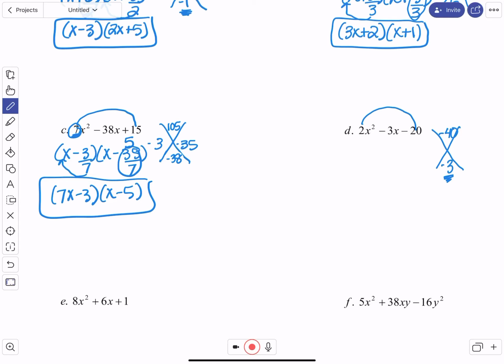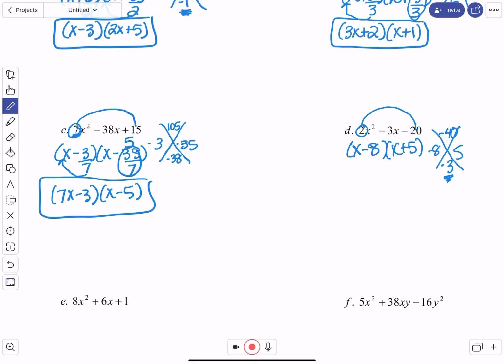you can do 40 divided by x, and that will show you all the numbers that will give you 40. So let's see, negative 8 and 5. So we do x minus 8, x plus 5.